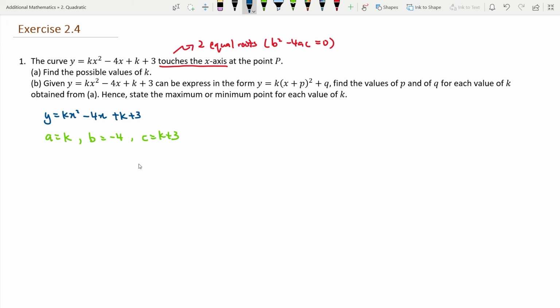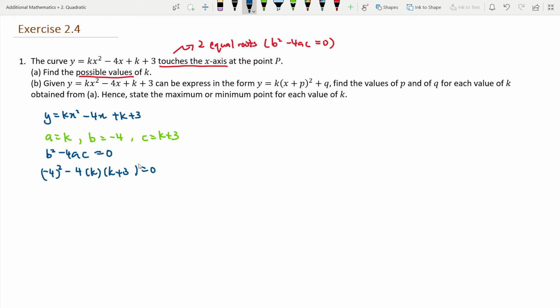A. Find the possible values of k. Possible values, we might get more than one answer. This part is actually from the previous topic, roots of quadratic equation. To solve this question, we are going to substitute the value of a, b, and c into the discriminant. b squared minus 4ac is equal to 0. Negative 4 squared minus 4k(k plus 3) is equal to 0.